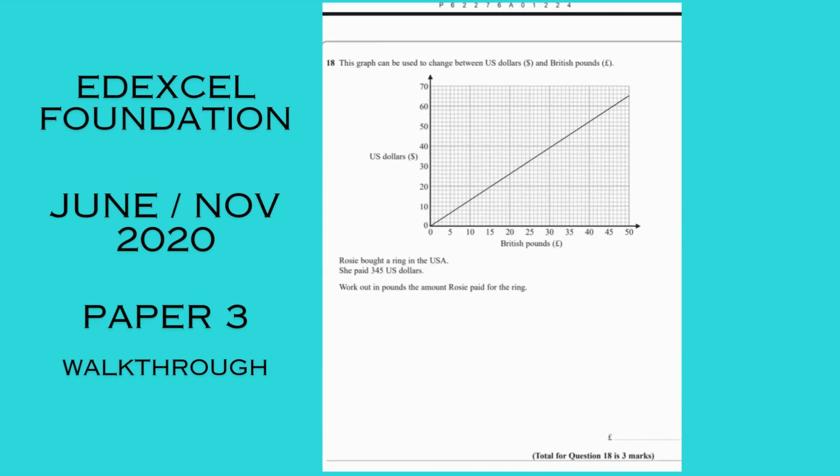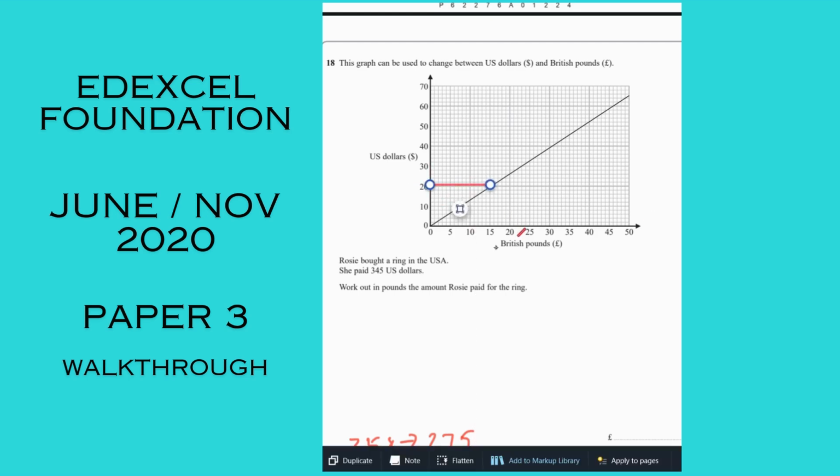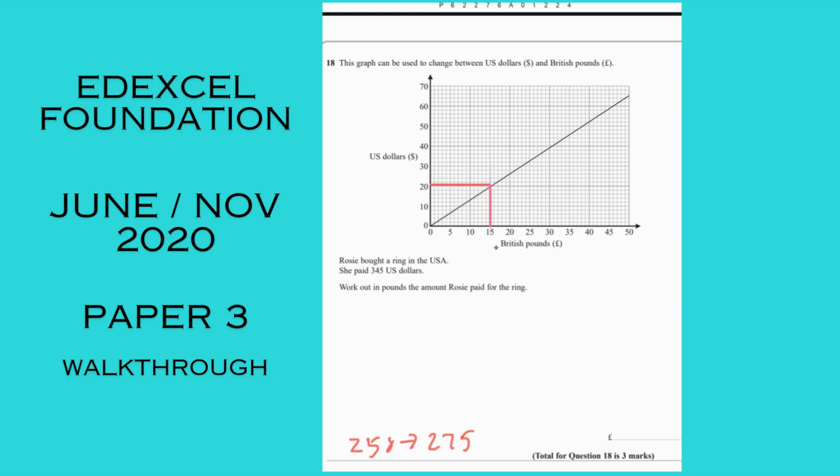Next one, you're allowed a bit of leeway on this one. So I'll just mention the mark scheme accepts anything from 258 up to 275. Now on my worked answers, I did a line at 20, because I thought 15 was a decent conversion. So 20 US dollars is £15.